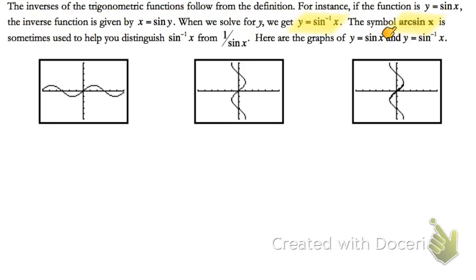And the reason that we sometimes use arc sine instead of this way of writing it is to distinguish between sine inverse of x and 1 over sine of x, because some people get confused and think that sine inverse means to take the reciprocal, but it does not actually.